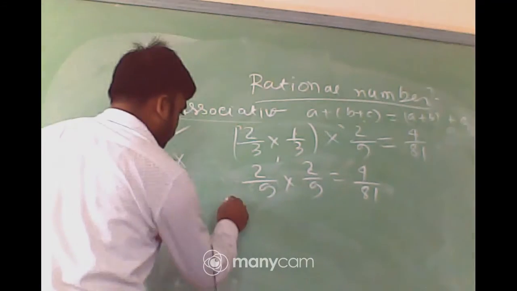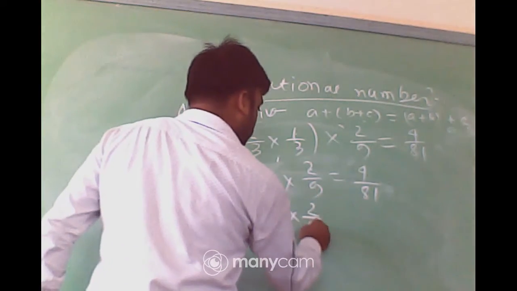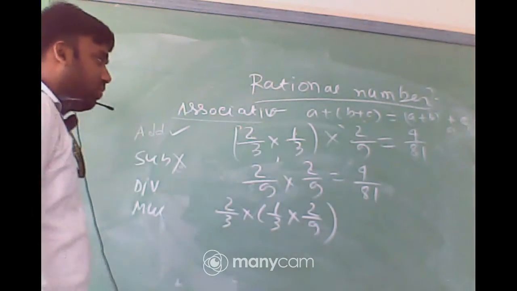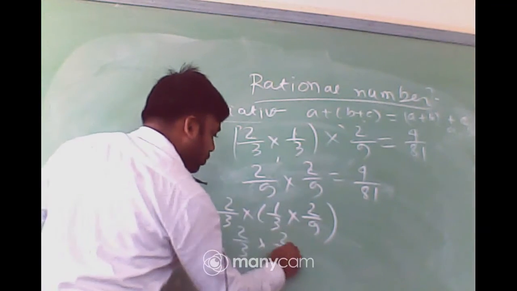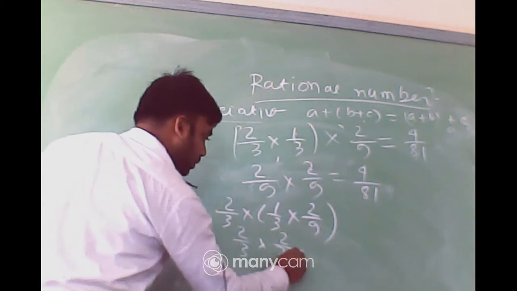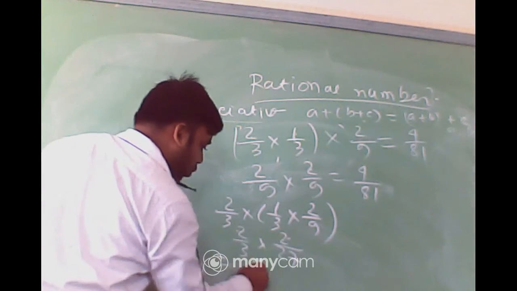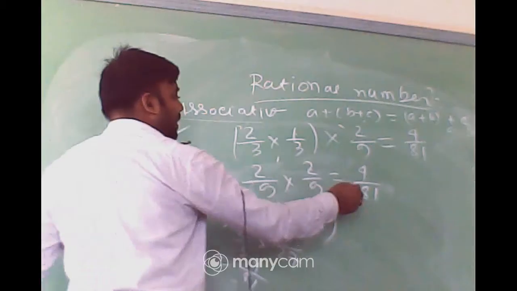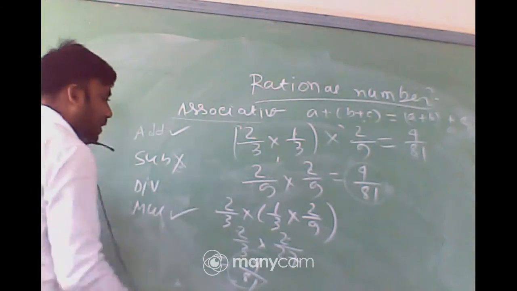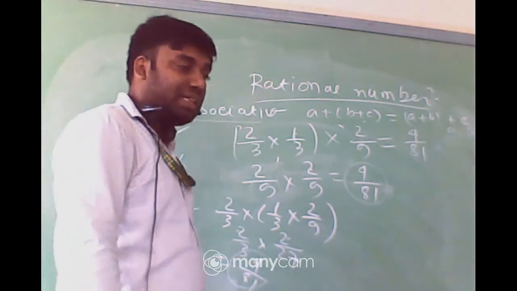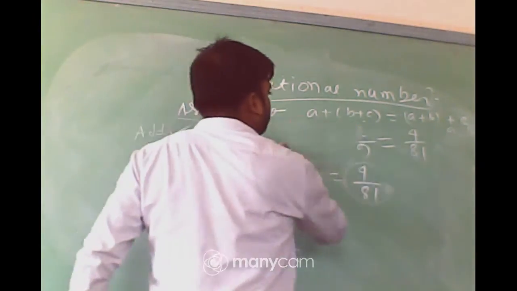Next one. Tell me the answer. So 2 by 3, 1 into 2, 27. So 2 twos are 4, 4 into 81. So both the parts are equal. So multiplication also follows the associative property. Okay, next.